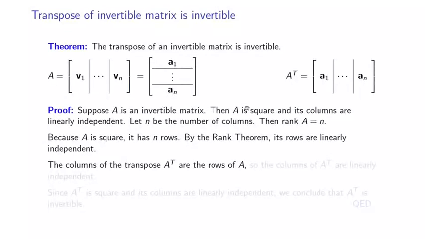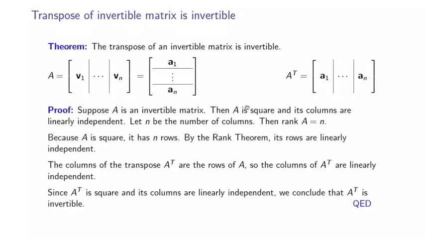Now, the columns of the transpose of A are the rows of A. So they're linearly independent as well. And of course, the matrix is square. Its columns are linearly independent. So we can conclude that it's invertible.